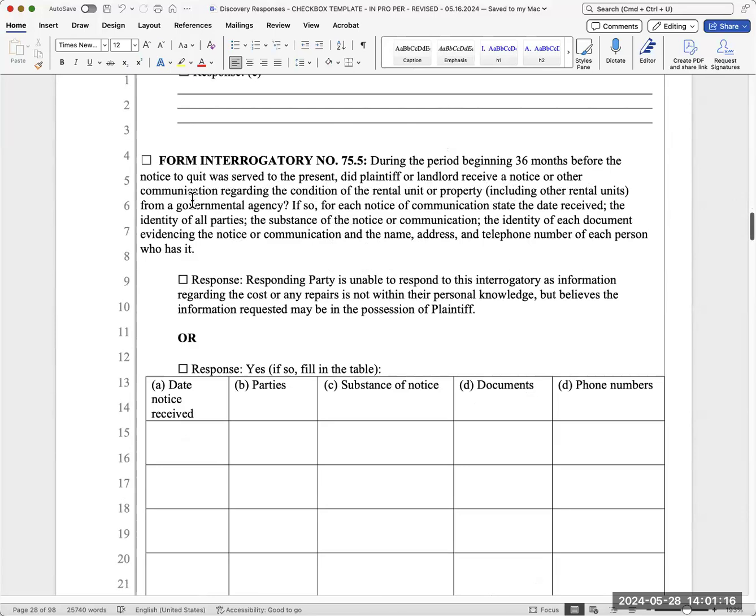did they receive any notification from a government agency regarding the condition of either the rental unit and or the property? Okay. If so, for each notice of communication, state the date received, the identity of all the parties, the substance of the notice of communication, the identity of each document evidencing the notice or communication, and name and address and telephone number of each person who has it.